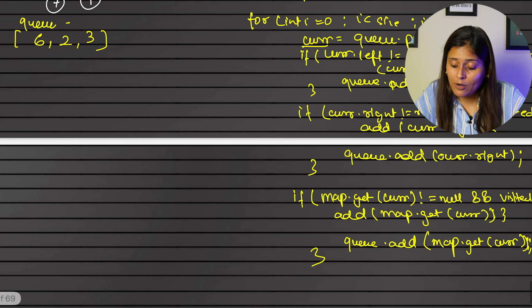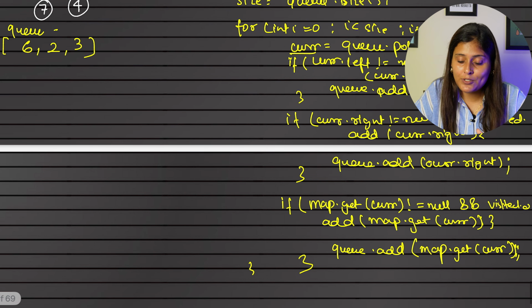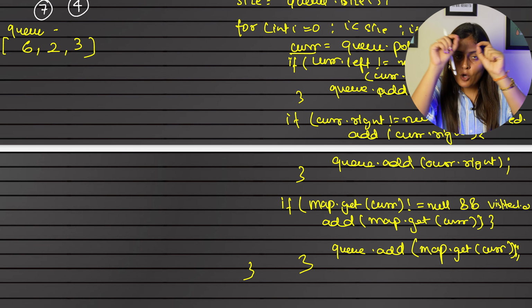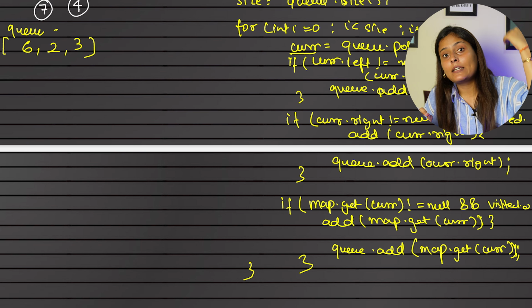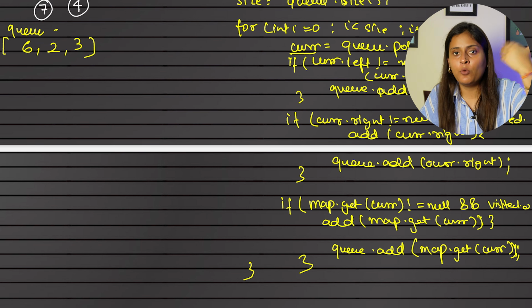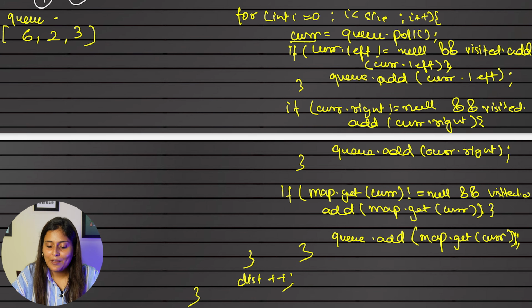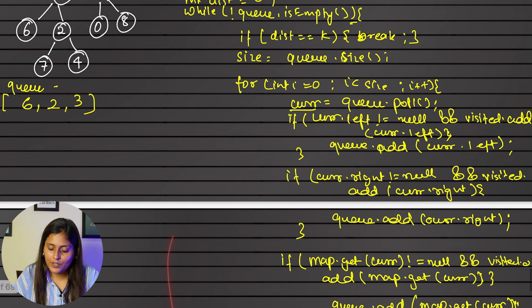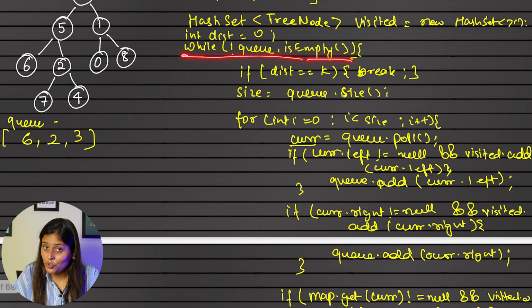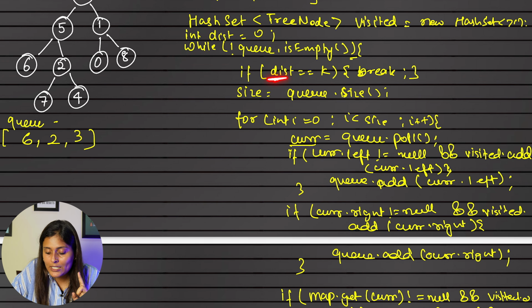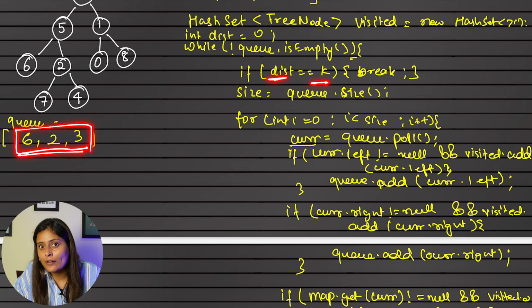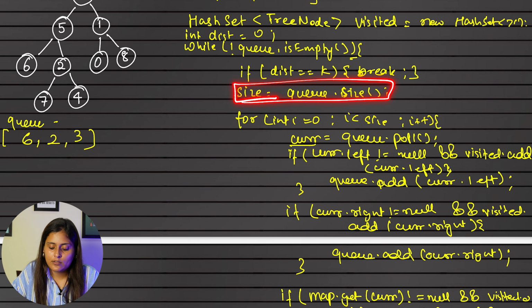Now after coming outside the for loop, can I say that all these numbers were at k is equal to one more distance? So can I say distance plus plus? Correct. Now again we'll go upside here. Is our queue empty? No. Distance is 1. K is 2. So whatever children we have now, it is at distance 1, not 2. So we'll not break. Again we'll calculate the size. Size is 3. Now we'll run for 3 times.